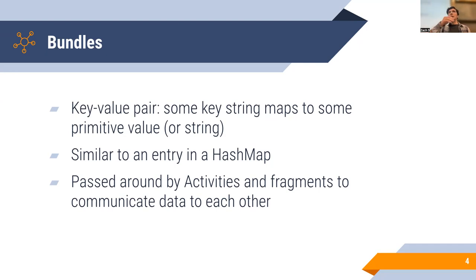Maybe you want to put that in. Your key might be like tab number, and then your value could be whatever index you're at, right? So it's kind of similar to a hash map if you're aware of what that is. And I guess the reason that I mentioned this, even though you may already know bundles, is that JSON objects can be thought of as pretty similar to bundles in that they are key value pair mappings.